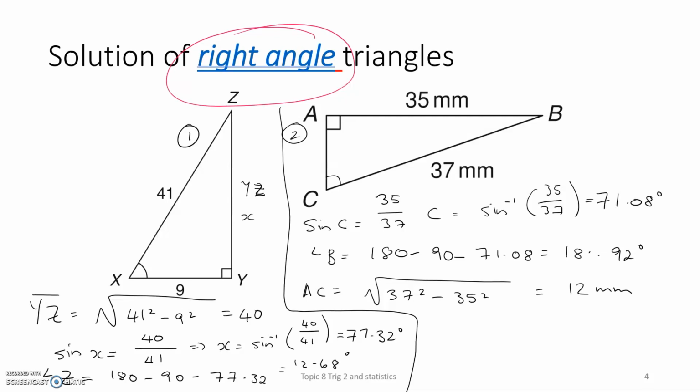We could have found that another way. We could have said that sine B was equal to AC over 37, so AC was equal to 37 sine B, and found it that way. But we got the same answer.